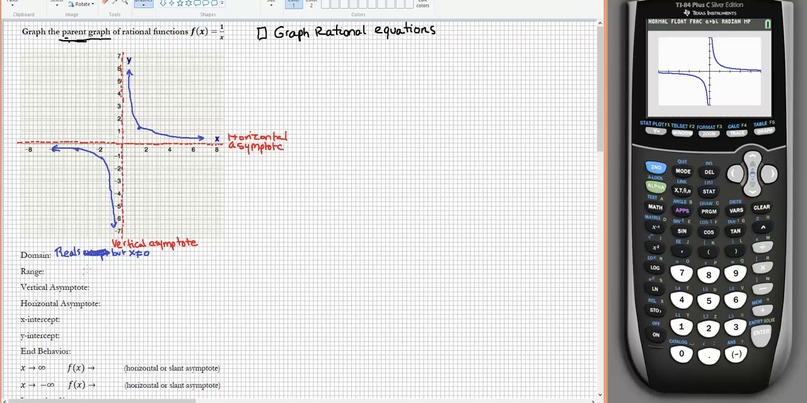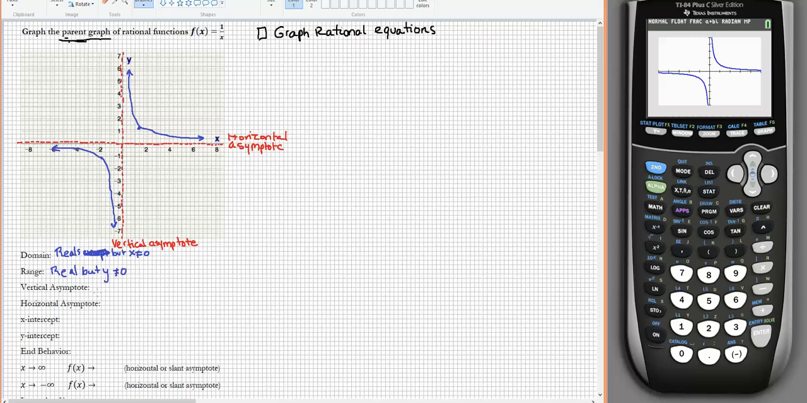How about the range? Now we're looking at the y values. Well, it looks like y can be anything going down, anything going up, but you see how the function is never really at 0 on the horizontal asymptote either? So we say that for the range, y can be any real number, but y can't be 0.